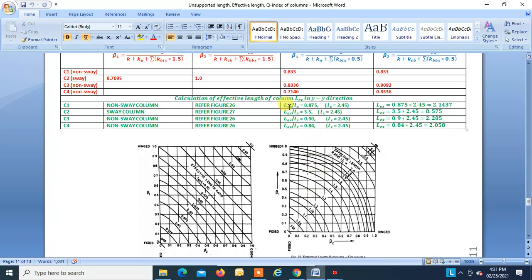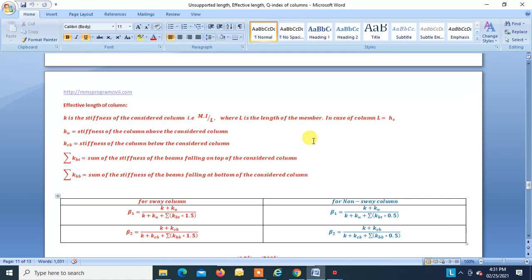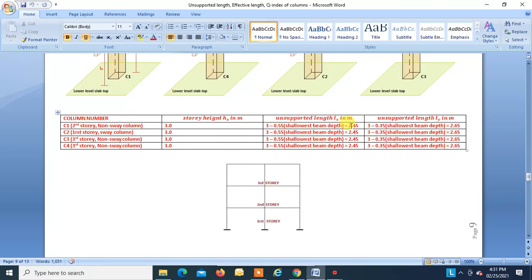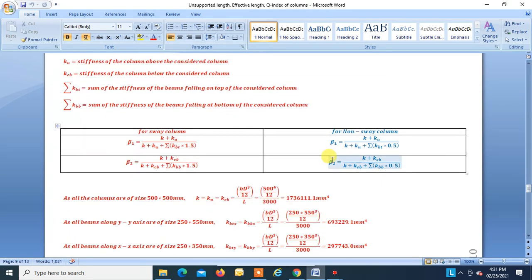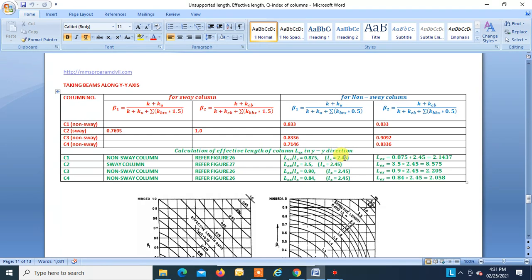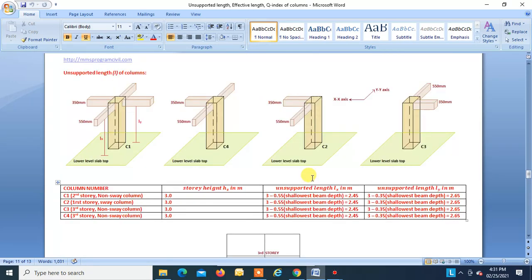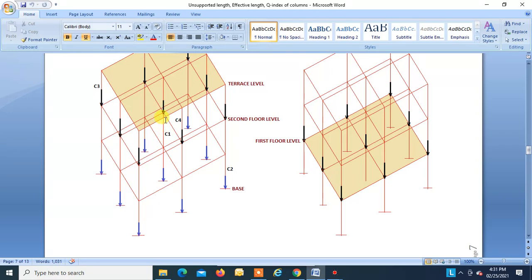So we know LEX by LX, right? We are finding LEX, that is in the YY direction. LX is the unsupported length, which we have found. The unsupported length LX is equal to 2.45 for column 1, so that is what I have taken over here. LX into K is equal to LEX, so that is equal to 2.1437, right? So what we have obtained, let me explain on the figure, is the effective length of C1 in this direction, that is along the YY axis. Now we want to find the effective length LEY along the XX axis for the column C1.